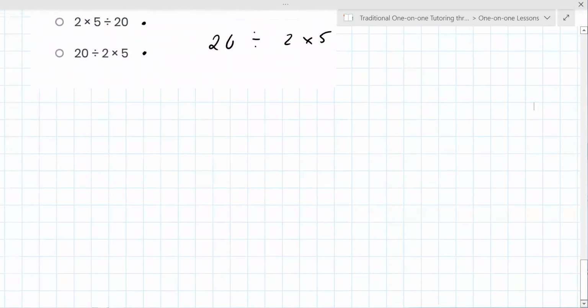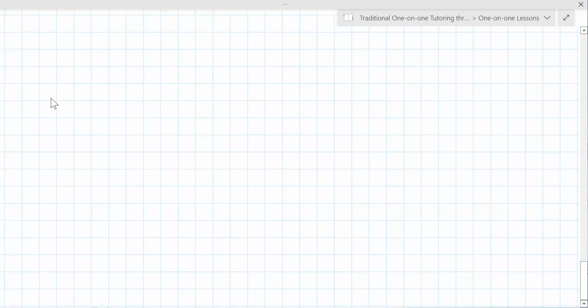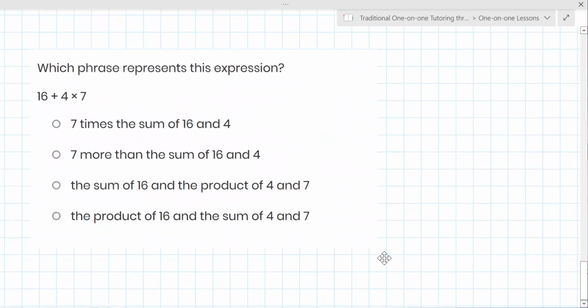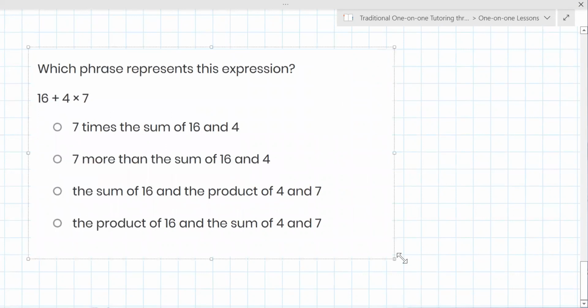All right, so these problems are now going backwards. The difference here is you have to figure out which of these 4 phrases actually is that expression. And a lot of them look correct. How do I want to even explain this?